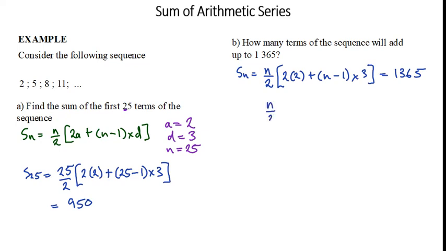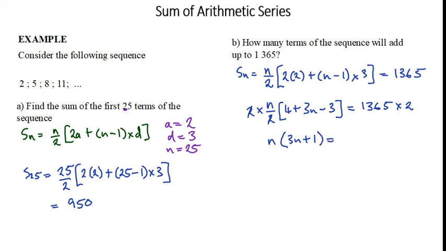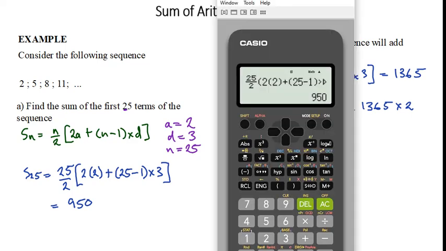So n over 2 by 2 times 2, which is 4, plus, let's distribute the 3 into there, so 3n minus 3, should be equal to 1365. We can cross multiply the 2 to both sides so that it cancels over here. So n by, that's 3n. 4 minus 3 is a positive 1, equals 1365. You can bring up the calculator quickly and check that answer.